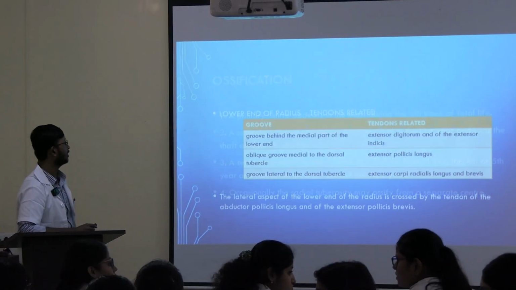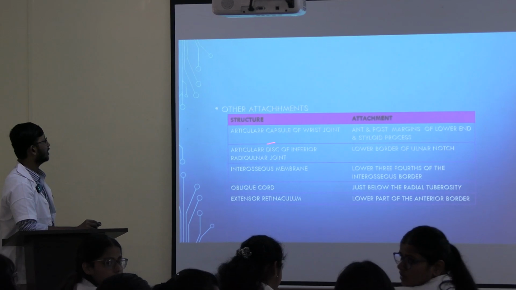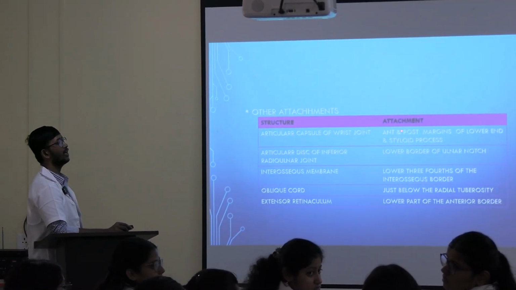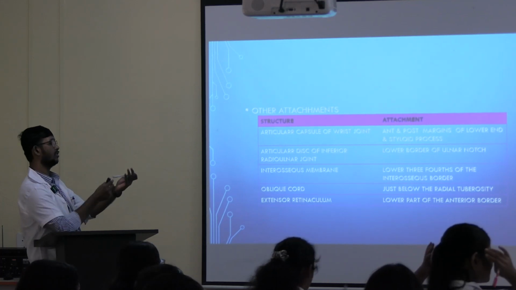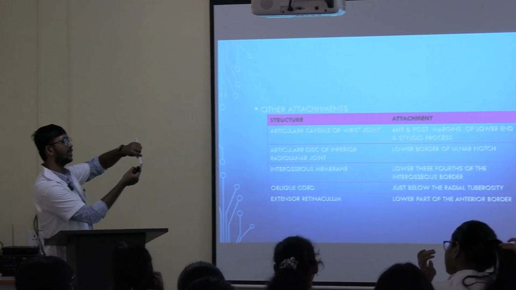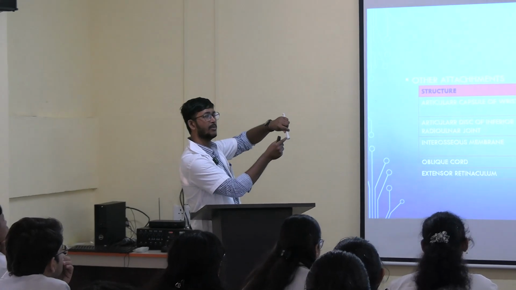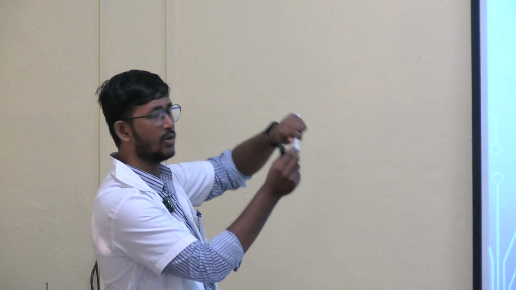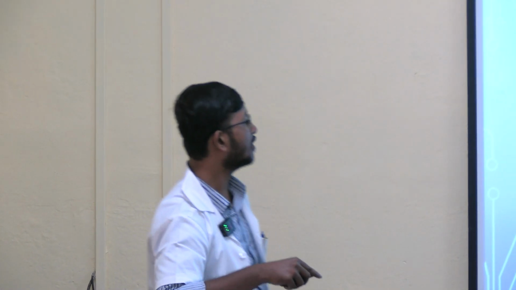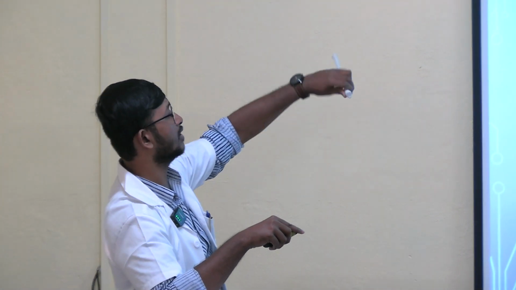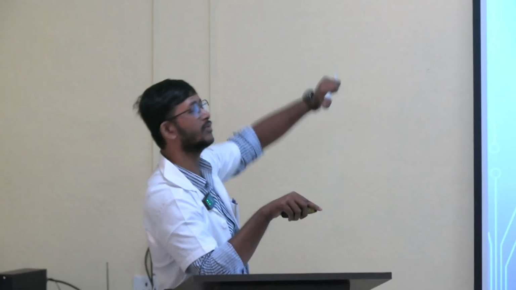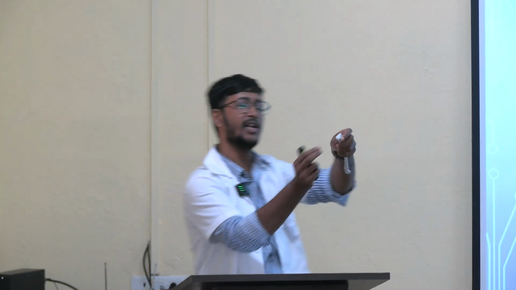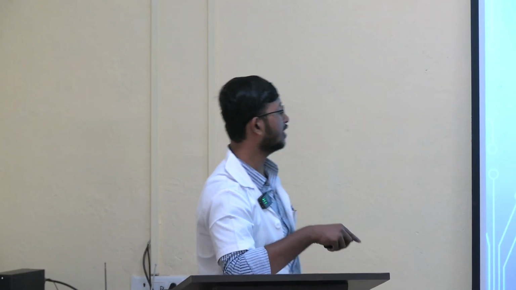So let us just complete the topic. In the articular capsule of the wrist joint, there are attachments to the anterior and posterior margins of the lower end of the styloid process. So this is the capsule: anteriorly the anterior margin, posteriorly the posterior margin of the styloid process. Simple things. Now the articular disc of the inferior radio-ulnar joint. The radio-ulnar joint is formed here. It has attachment to the lower border of the ulnar notch. If the radio-ulnar joint is forming here, it will automatically have the lower border of the ulnar notch. Then there is the interosseous membrane.